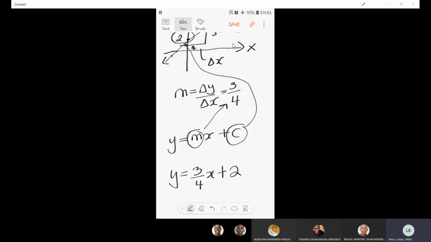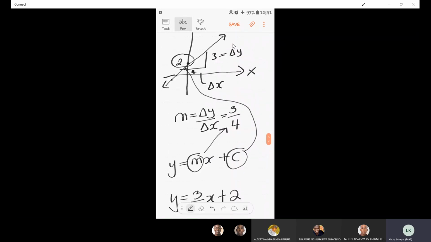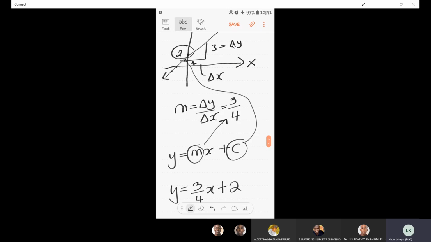So even without doing any calculations, just by looking at the sketch that I am given, I can work out the equation of the line. Remember the gradient is delta y over delta x, then your c is just the y-intercept that is given to you in the sketch.